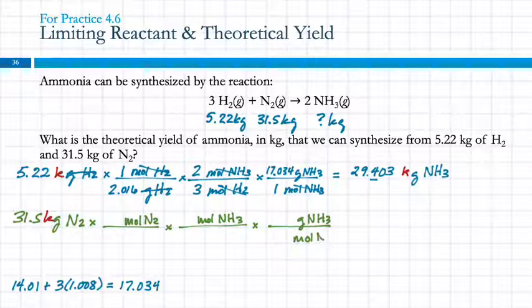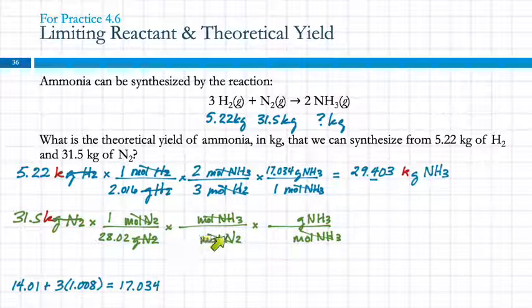And moles down here, so those cancel. And moles of N2 down here, so those cancel. And grams of N2, and that cancels just the grams of N2, not the kilo. So for N2, it's 2 times the mass of nitrogen. So that's 28.02, the mass of 1 mole of N2.